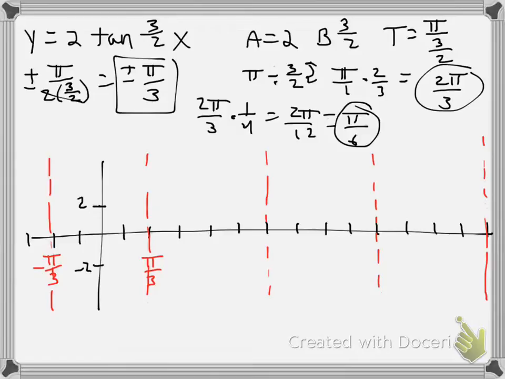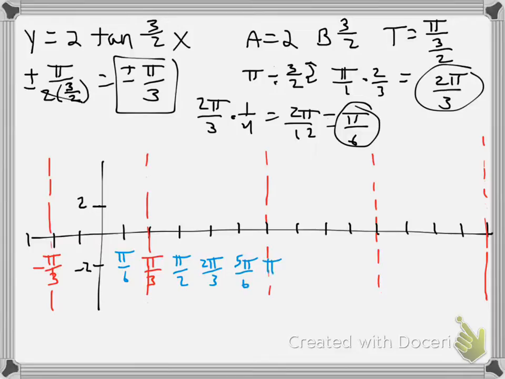And so now I know my scale is pi over 6. So 1 pi over 6, 2 pi over 6, 3 pi over 6 simplifies to pi over 2. 4 pi over 6 simplifies to 2 pi over 3. Oops, I missed one here. Hold on a second. 5 pi over 6 goes here.